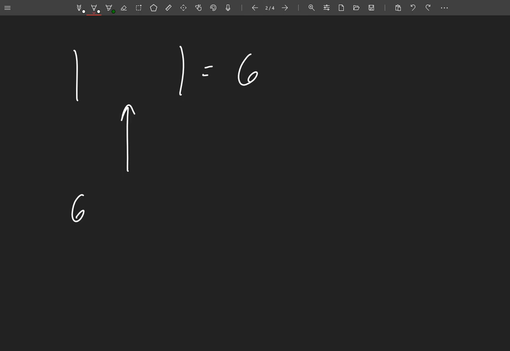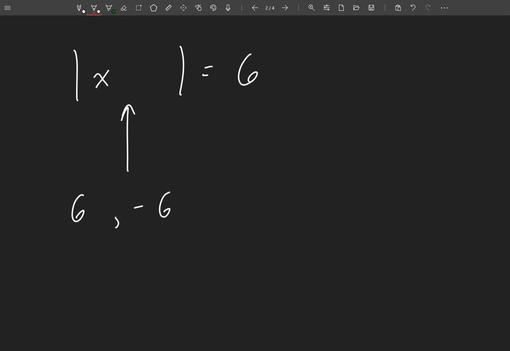What else could you put in there? Well, you could put a negative 6 in there. And if I put a negative 6 in there, the absolute value of negative 6 is positive 6. So the options, let me erase this, the options for the stuff in here are 6 and negative 6. Okay?